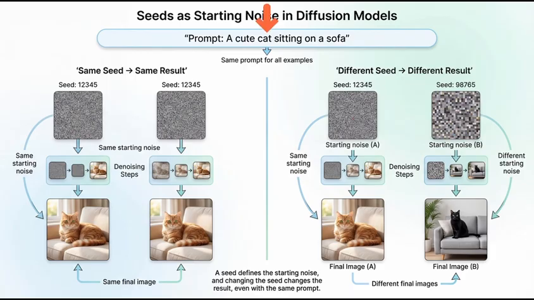If you use the same prompt, the same settings, and the same seed, you will get the same image every time. If you change the seed, you change the starting noise, and the final image will be different. The prompt guides the process, but the seed decides the starting point. Different starting noise leads to different results, even when everything else stays the same.